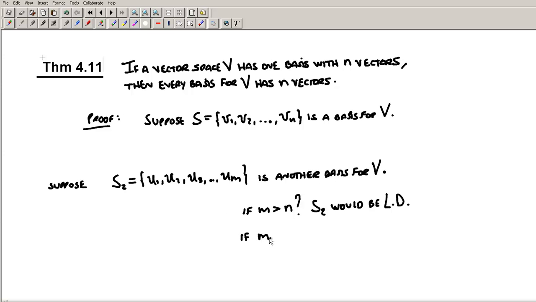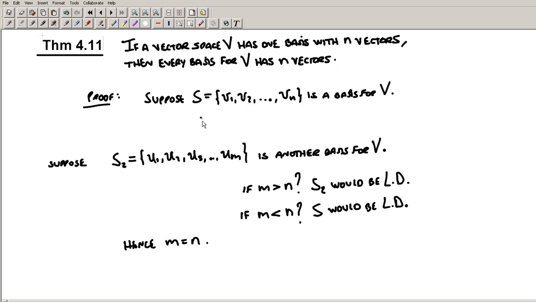Okay, what happens then if m is less than n? Well, then that would be a problem for S itself, right? If m would be less than n, then S would be linearly dependent. So that would contradict this fact here that S is the basis for V. So therefore, m needs to be equal to n. So they have to have the same number of vectors in the basis.